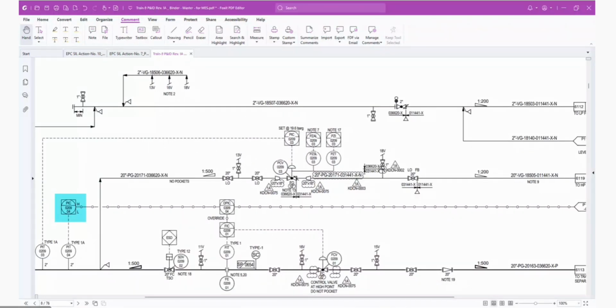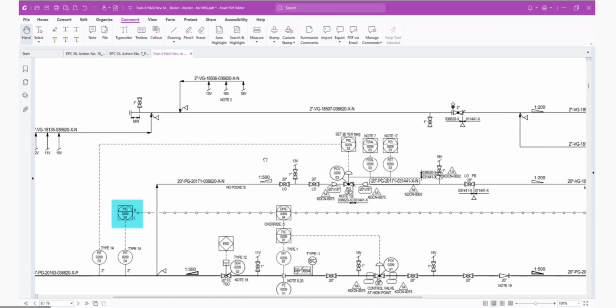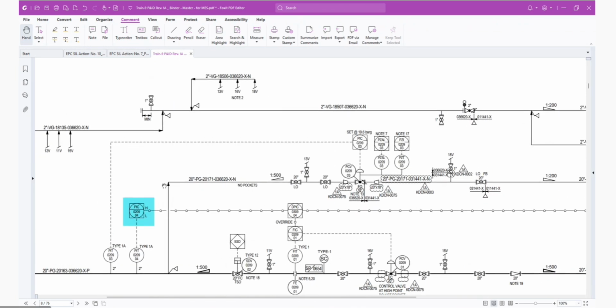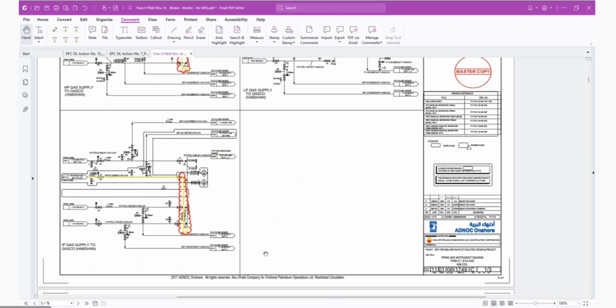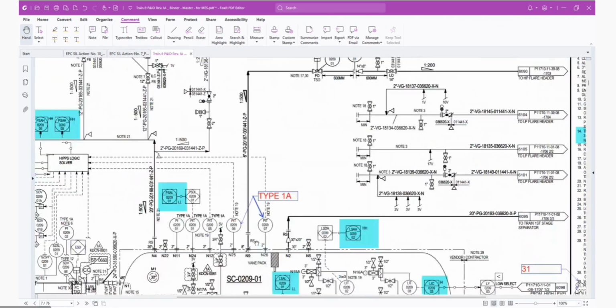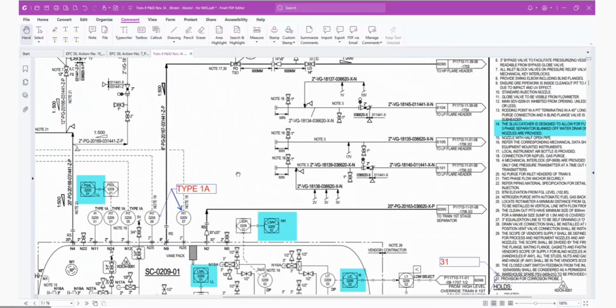What is the tag number? 02903. Yeah. So this is 02903. That is our pressure here.